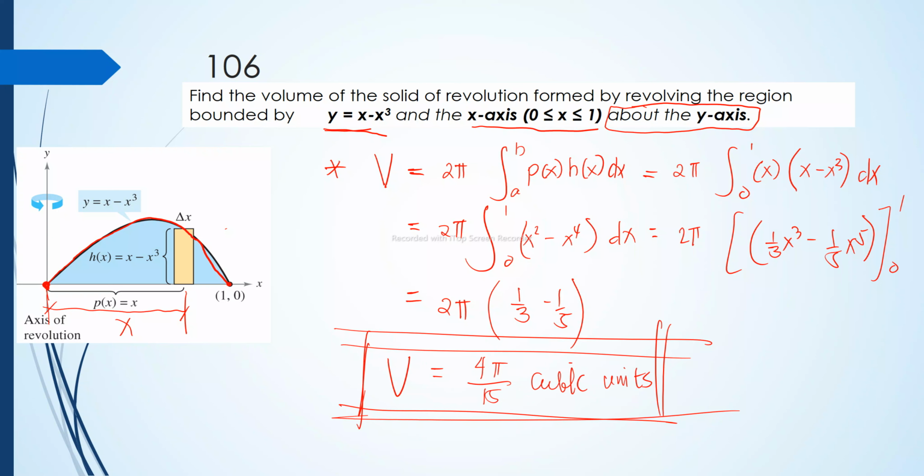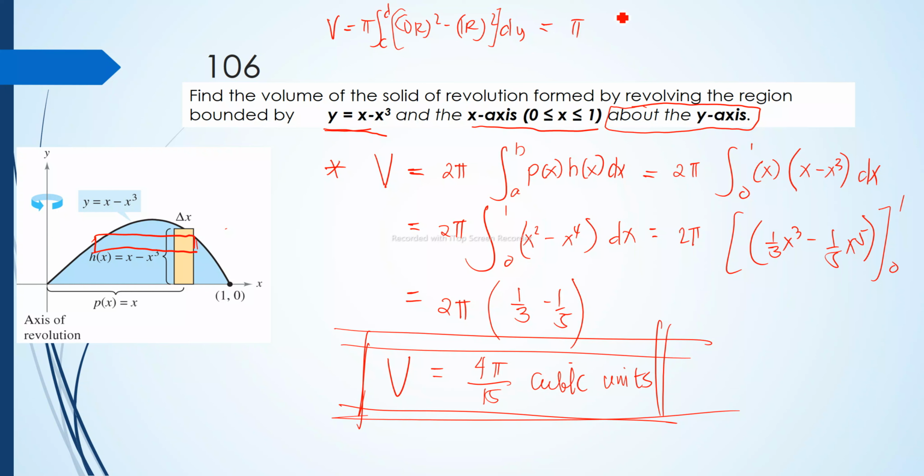Now, someone might ask if we can use the washer method here. So let's say we're going to apply the washer method with this problem. What will happen? To get the volume, the washer method is just equal to pi times the integral of the square of the outer radius minus the square of the inner radius. Now, since it revolves along the y, that is dy from c to d.